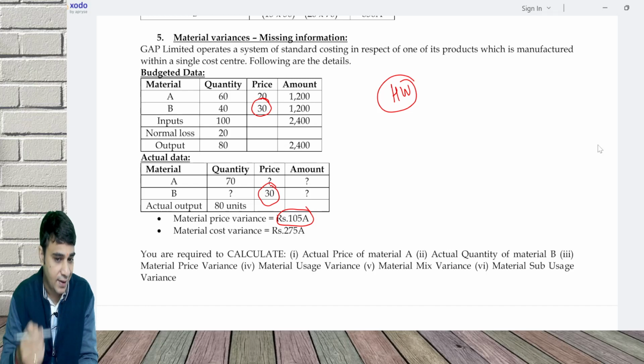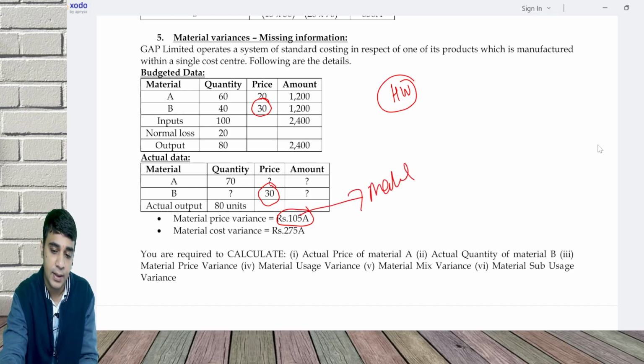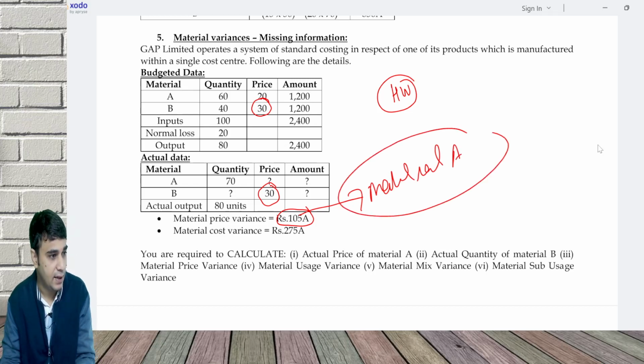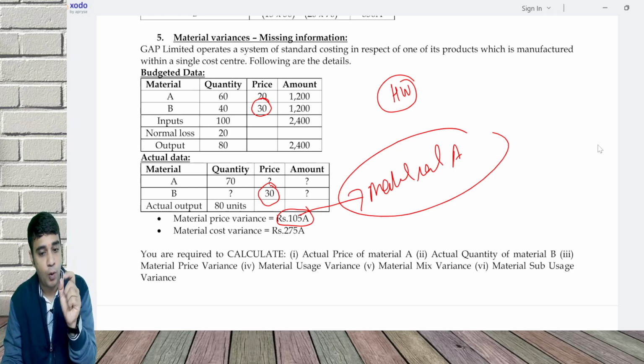So what ICI did in their solution is they have taken this only for material A. An explanation may not be there, but this is taken only for material A. B is 0. Or even if you apply the formula, what will happen is the AQ is missing. You will get stuck there. AQ is missing, so you will get the AQ later on through the material cost variance.